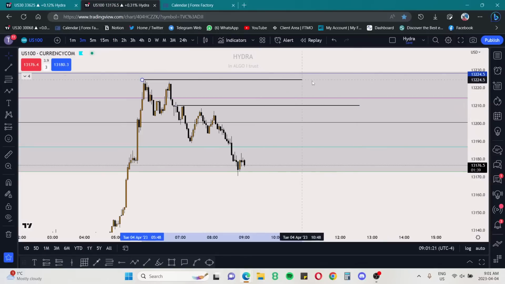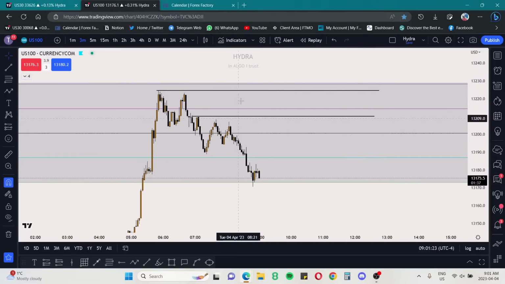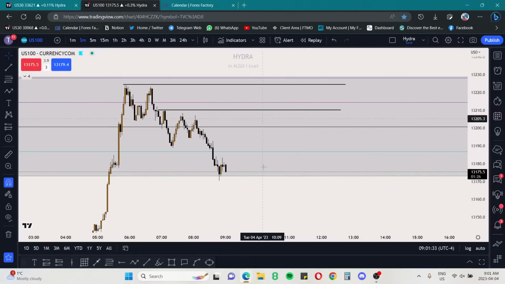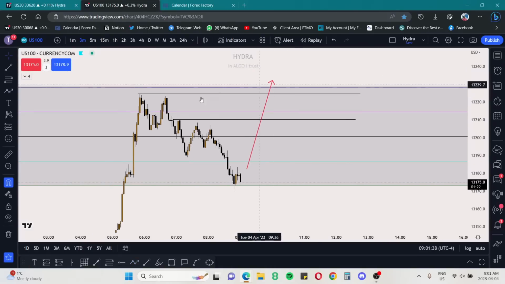But we have equal highs here, right? Do you see the equal highs? So what I'm expecting at 920 to 930, price coming all the way up, taking out this buy side liquidity and then going down, right? Then we can know what price wants to do after price takes out these equal highs on Nasdaq, on US 100. So that's what I want to see on US 100.